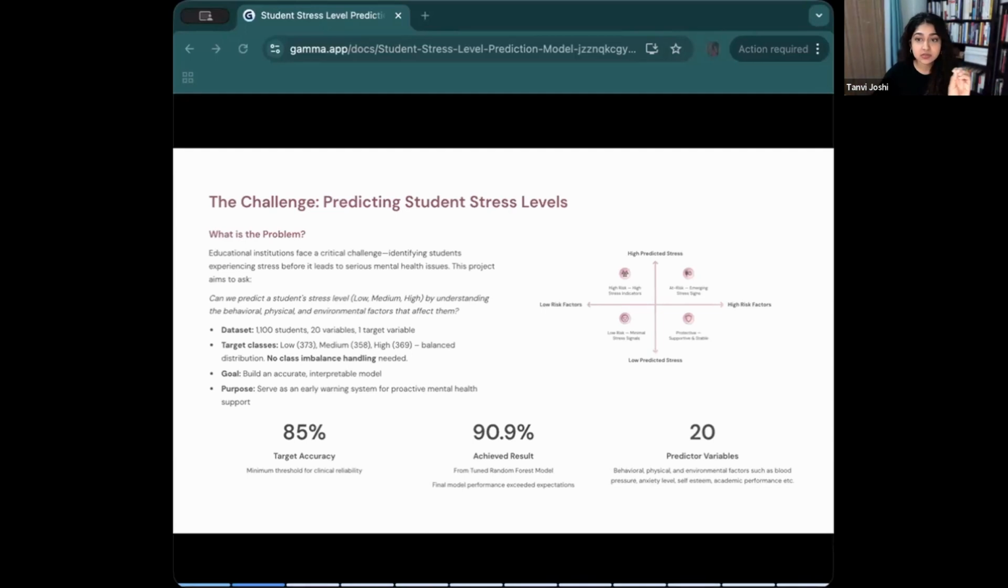The data was balanced pretty well. There were 373 low, medium, and high stress, as you can see over here. Because of this balance, I did not need to do any synthetic oversampling techniques like SMOTE or anything. It allowed me to train on raw, unfiltered data.